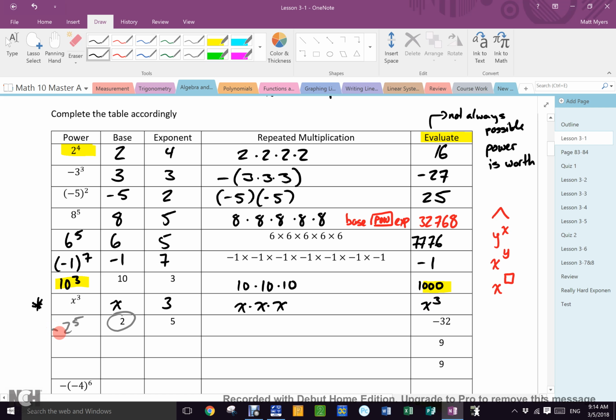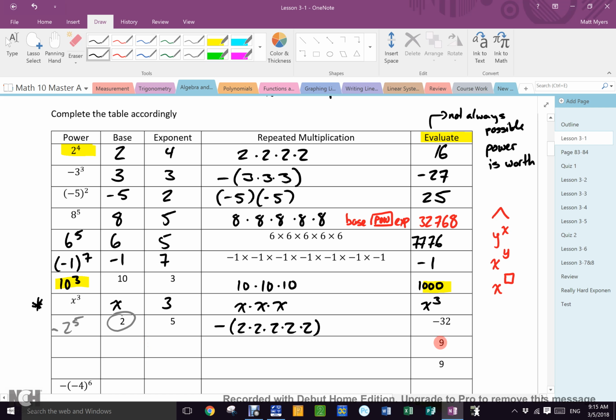This is the one that gave Ryan a bit of trouble. Since that's negative, I've got to have a negative out in front. But I've told you that it's only the 2 that repeats. So it must be 2 times 2 times 2 times 2 times 2 with a negative out in front. All right, now real tricky. I've got 2 number 9s and it's all blank.